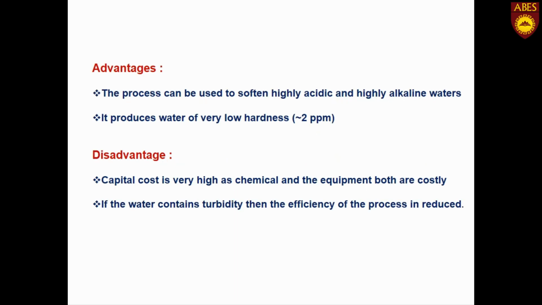As I have already mentioned, the ion exchange process is widely used in industry because of its very high efficiency. We can get water of very low hardness. Residual hardness is about 2 ppm. This process can also be used to soften highly acidic or highly alkaline water. These are the advantages of this process.